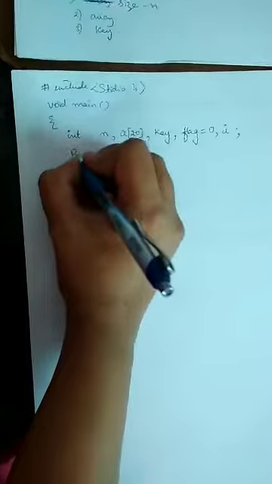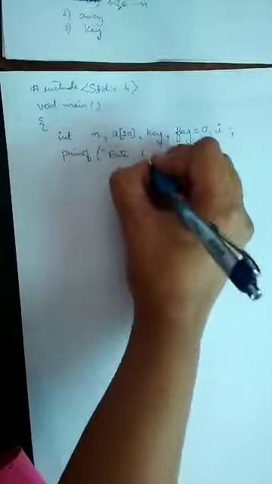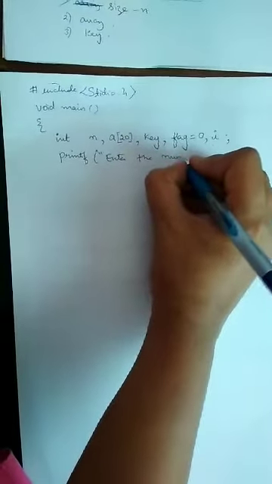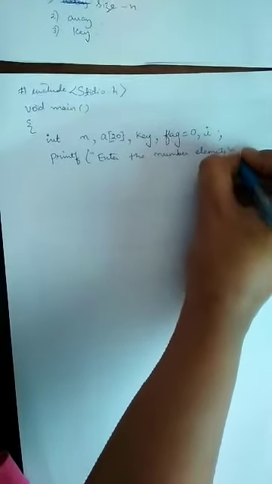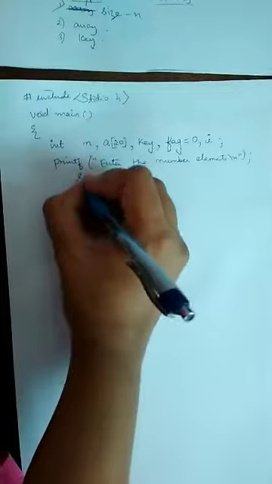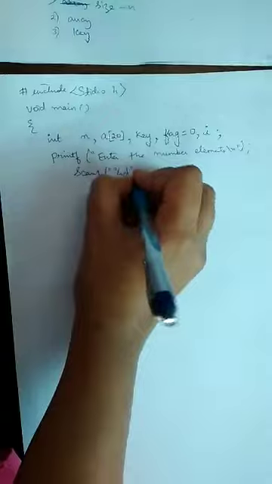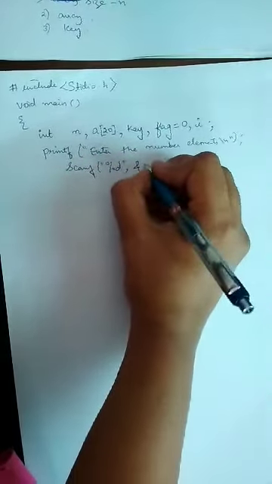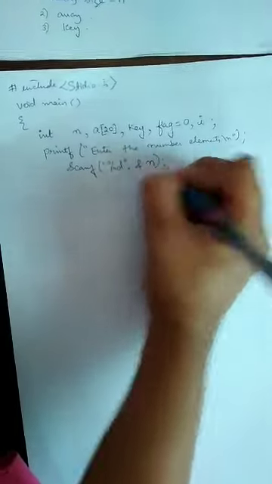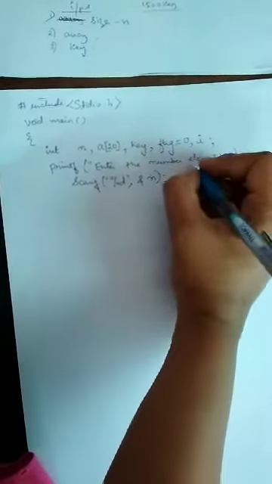In order to read, what is the interactive statement we have to write? Printf enter the number of elements, or size of the array we can say. Then scanf with %d. Why? Because it is an integer, and we have to store it in n. This is just the size we are going to read.